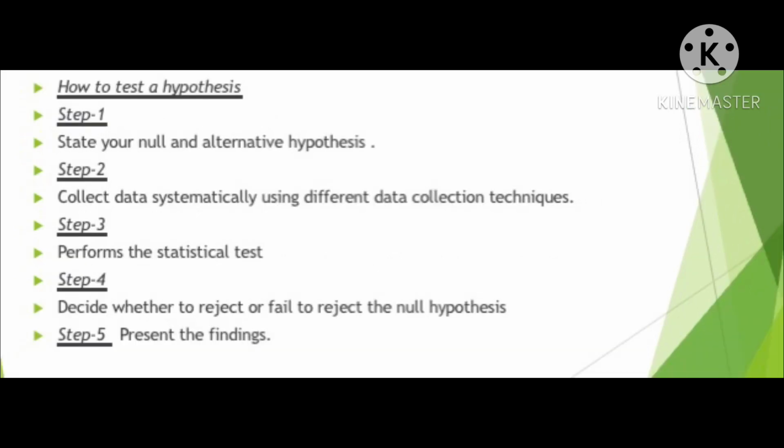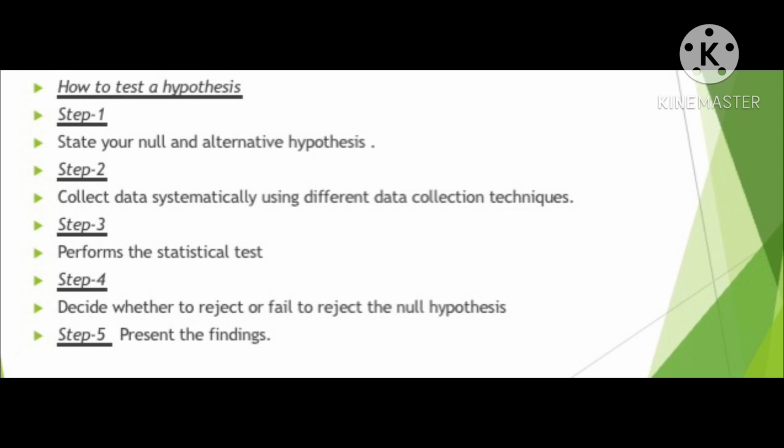Now let us see how we can test a hypothesis. There are many steps in order to test a hypothesis. First step: state your null and alternative hypothesis. For example, in the earlier case, we said that physiotherapy does not affect field performance. That is the null hypothesis. What is the alternative hypothesis? Physiotherapy affects field performance. That is the alternative hypothesis. That way we are stating the null and alternative hypothesis. That is the first step.